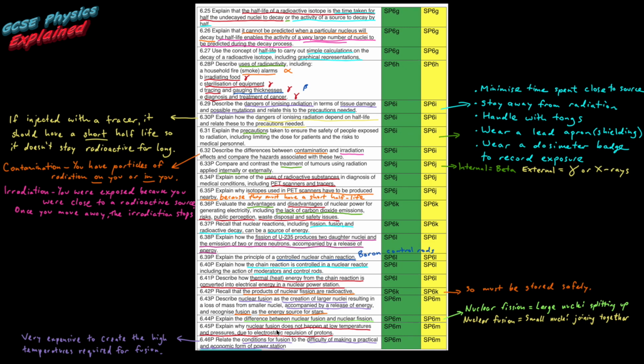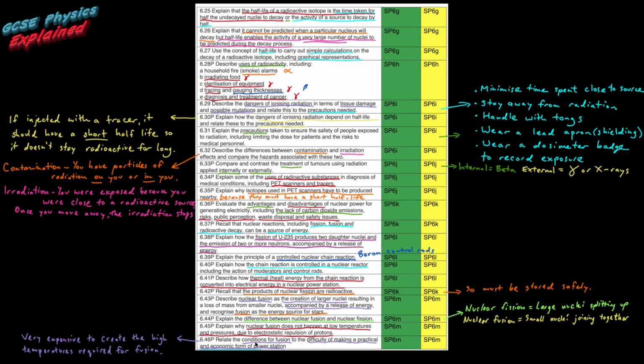Explain why nuclear fusion does not happen at low temperatures and pressures due to electrostatic repulsion of protons. Well, I mean, that's just the statement, isn't it? That's the question, but that's also the answer. Why doesn't nuclear fusion happen at low temperatures and pressures? You just say because of electrostatic repulsion of protons.